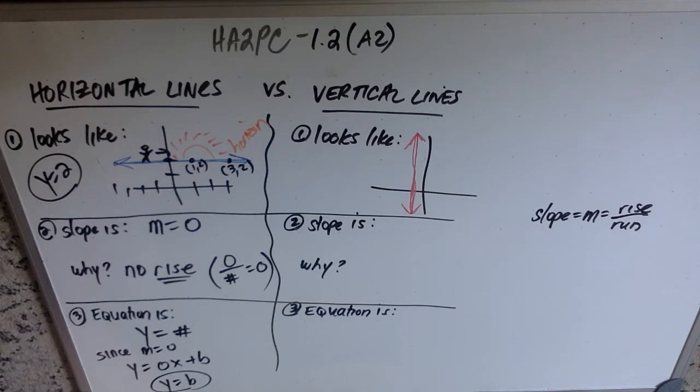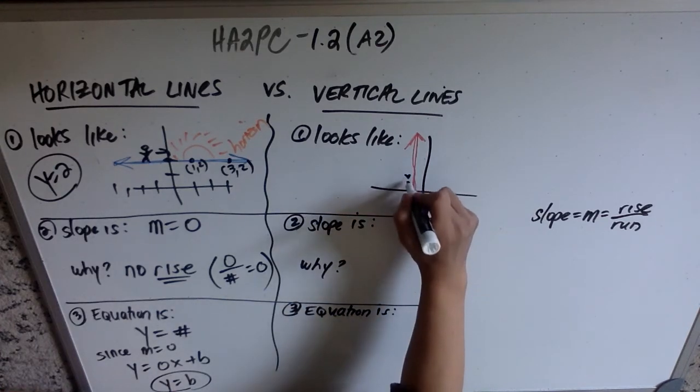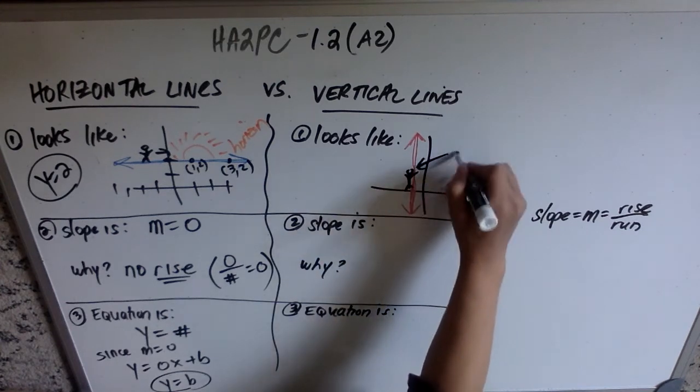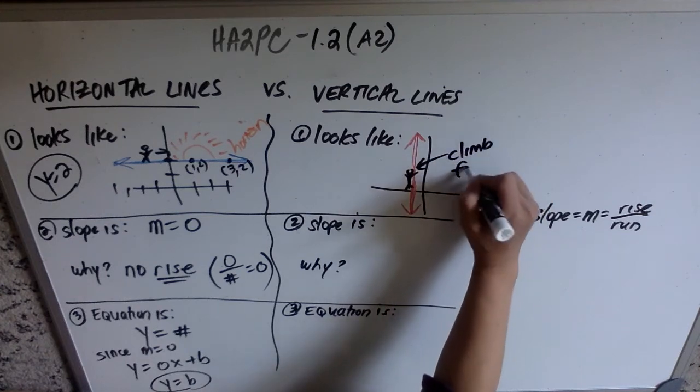Now let's look at vertical lines. The slope of a horizontal line is 0 because there's no rise. But the problem with a vertical line is there's no run. Like, this is some miserable dude climbing. I can't even draw him. He's reaching up and he's climbing and he's like, oh my gosh, I'm going to climb forever.